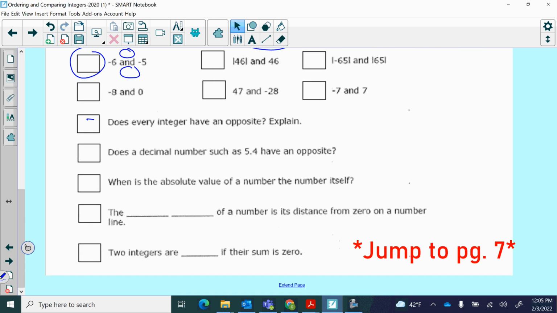For these last ones, it gets kind of confusing. You don't need these boxes. All you're doing is answering the questions. Okay? So just forget those boxes are there. Just answer each of the questions. You have 10 minutes. Go.